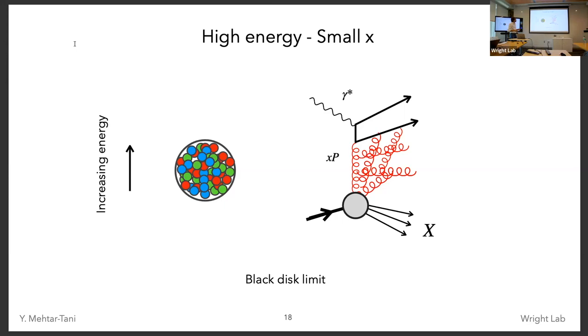This is the so-called black disk limit. Typically what happens here is that the probability for interaction is one. So it reaches the saturated unitarity limit. And this is a type of diagram you should picture: multiple interactions that cannot be ignored. This is the regime of saturation, which is described by strong classical gluon fields.